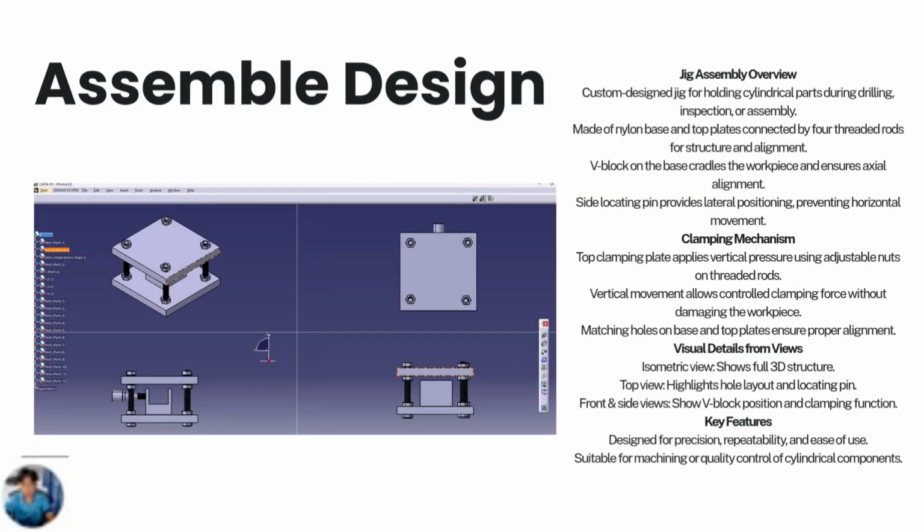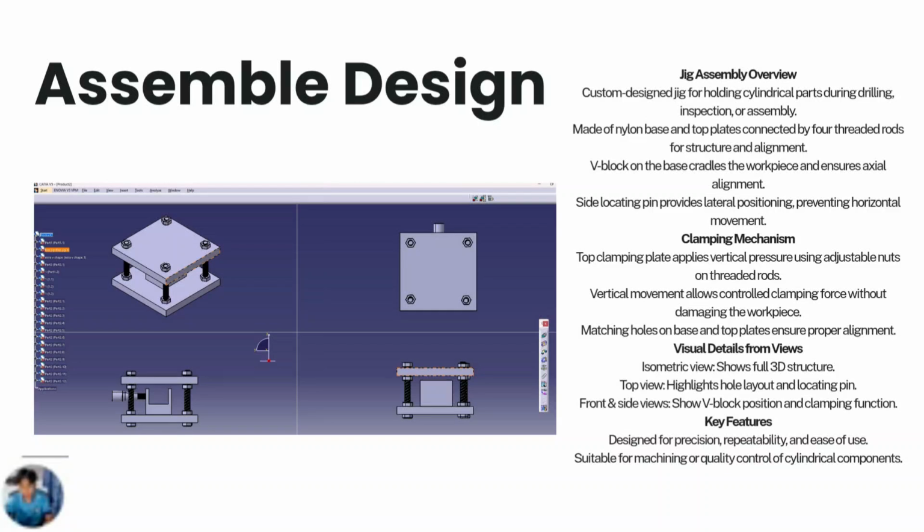So for the assembly design, this is our assembly design. The jig assembly overview: it is a custom design for holding cylindrical parts during drilling and inspection. It is made of nylon base and top plates connected by four threaded rods for structure and alignment. The V-block on the base cradles the workpiece and ensures axial alignment. The dowel locating pins provide lateral positioning, preventing horizontal movement.